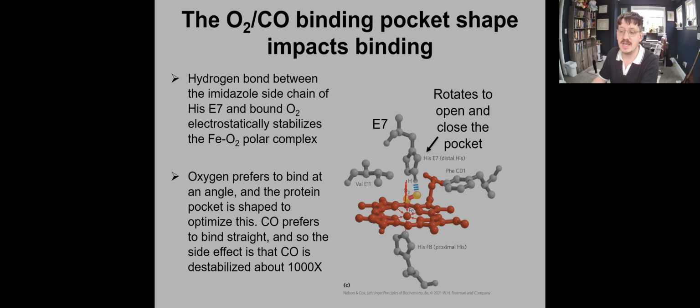carbon monoxide were to bind, it doesn't get that stabilization from the distal his, but also the distal his kind of gets in the way. It actually sterically hinders binding of carbon monoxide, and it kind of blocks it off and decreases its access to the iron, and thus they have a lower affinity for each other. So the shape of the protein makes it so that oxygen binds better and carbon monoxide binds worse, even though carbon monoxide actually wants to bind to heme more and actually has a higher affinity for pure heme. The biology solves that problem.